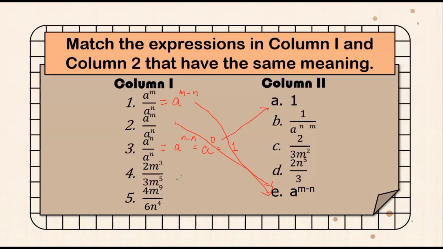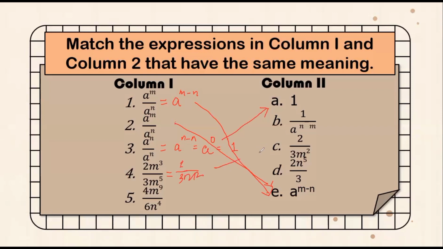While for number 4, we have 2m cubed over 3m raised to 5. Still applying the quotient rule, divide the numerical coefficients. 2 divided by 3. It is already in its simplest form, so we just need to copy the numerical coefficients. And then m raised to 3 over m raised to 5. That will give you 2 over 3m squared. So the answer is 2 over 3m squared.